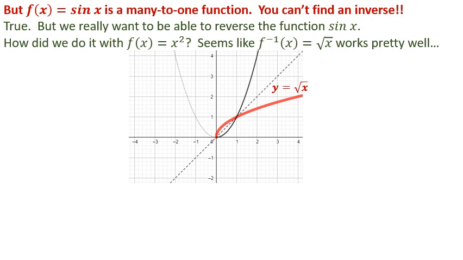The second thing hopefully you've noticed is that only one of the branches of y equals x squared has been reflected. The other one, well, we can see where it would go, and you could even draw it on.